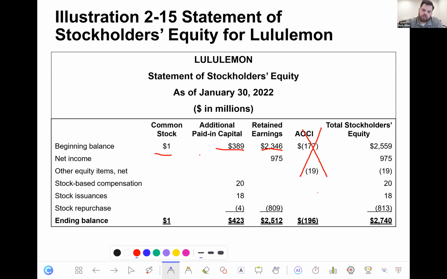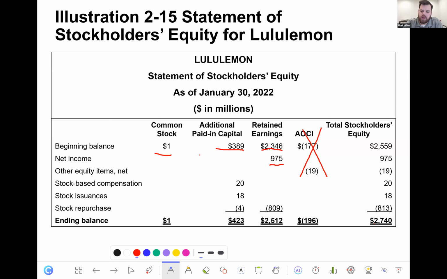All right, now we see our total stockholders' equity, just the sum of the row all the way across. Next, we see the current period's net income of $975. So that's pulling through here. We see there was some stock-based compensation and some stock issuances that came in, increasing additional paid-in capital. And we bought back some stock, which reduced the additional paid-in capital.